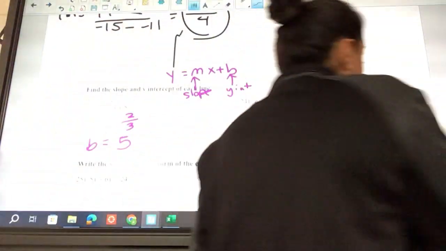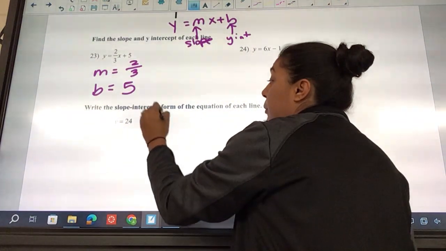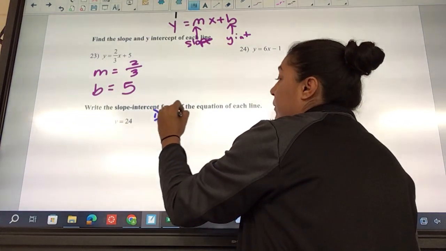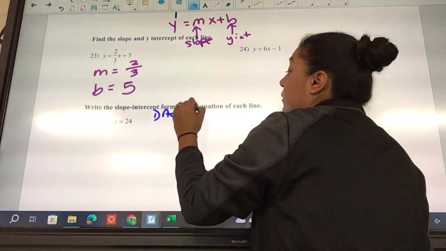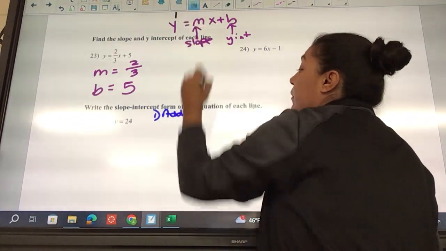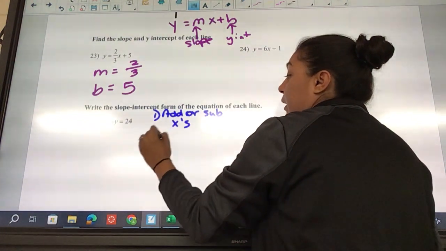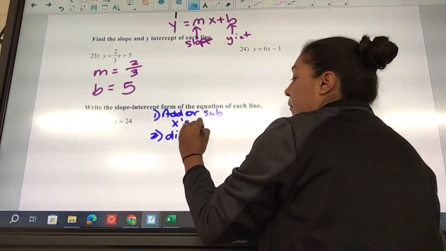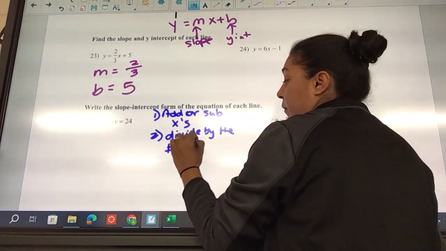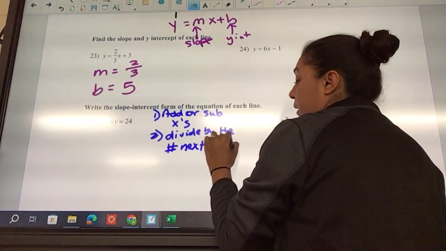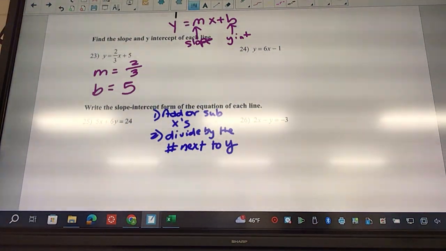Okay, write the slope intercept form. These ones do have steps. Your step one is always going to be to add or subtract the x's. And then you're going to divide by the number next to the y. Those are the steps every single time for this particular type.